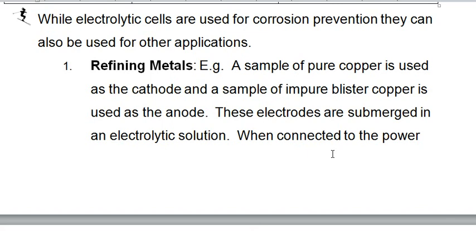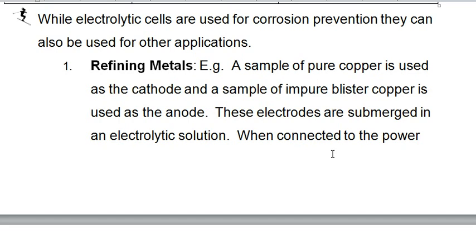And we turn on the power. And what happens is it pulls electrons out of the solid blister copper, because that's the anode, and it oxidizes it down to copper ions that go into solution. And those copper ions move across the solution, and when they get as far as the cathode, they regain those electrons and form solid copper on the cathode.